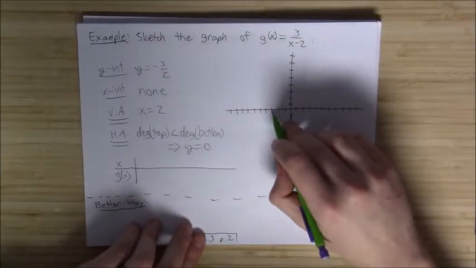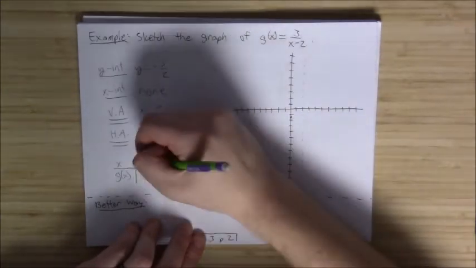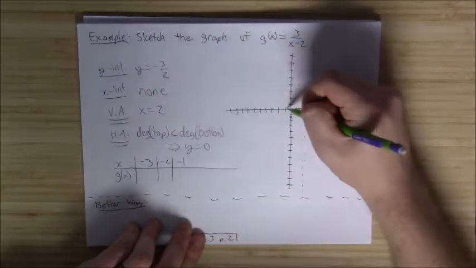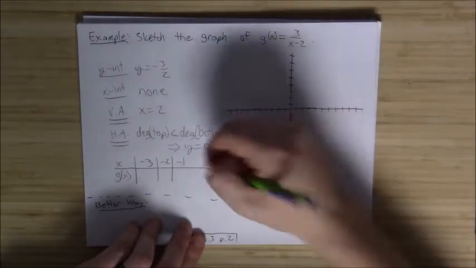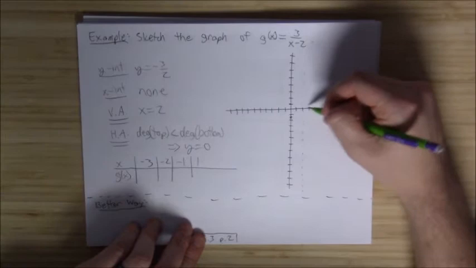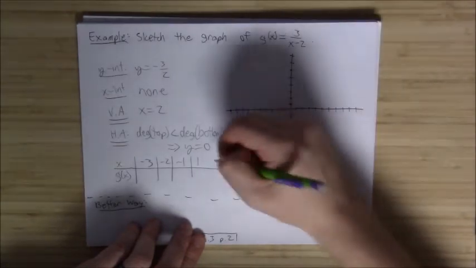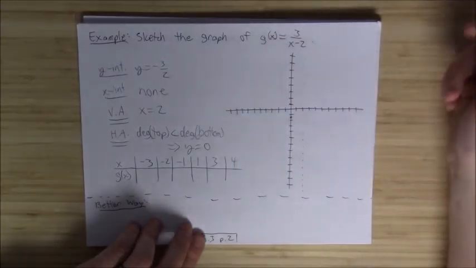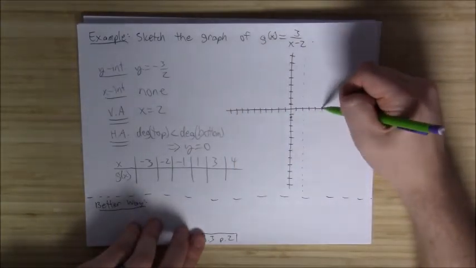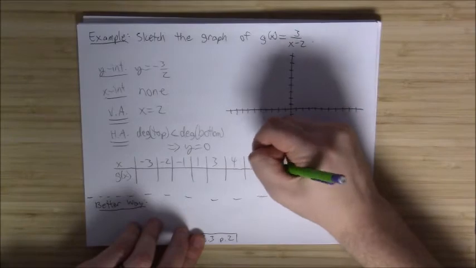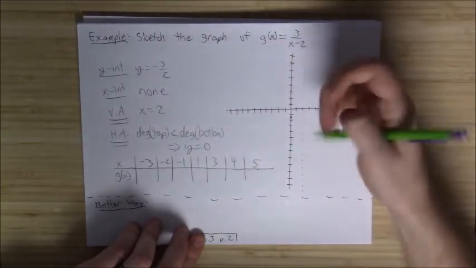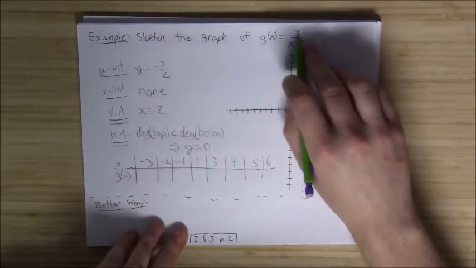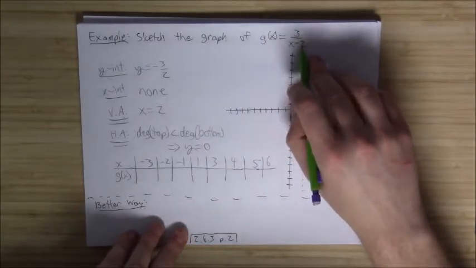For instance, let's go out here to negative 3. We have negative 3, negative 2, negative 1. 0 we've already seen. 1. 2 we already know is a vertical asymptote. 3, 4, let's look at 5 as well, and 6, why not? Plugging negative 3 in, we get 3 over negative 3 minus 2, which is negative 5, so negative 3/5.